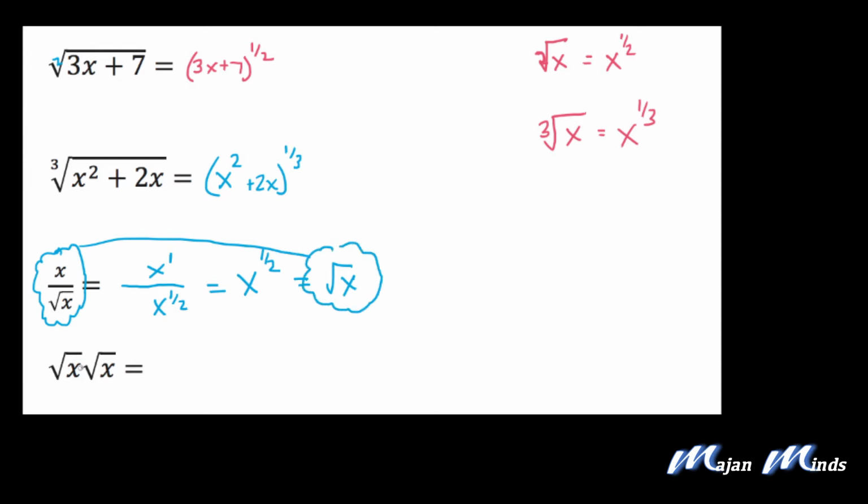And finally, what is square root of x times square root of x? Well, that's going to be x to the 1/2 multiplied by x to the 1/2. So this then, according to what we learned in a previous video, if you have two monomials here multiplied together, you can take and write x and then add their exponents, which is going to be x to the 1st.